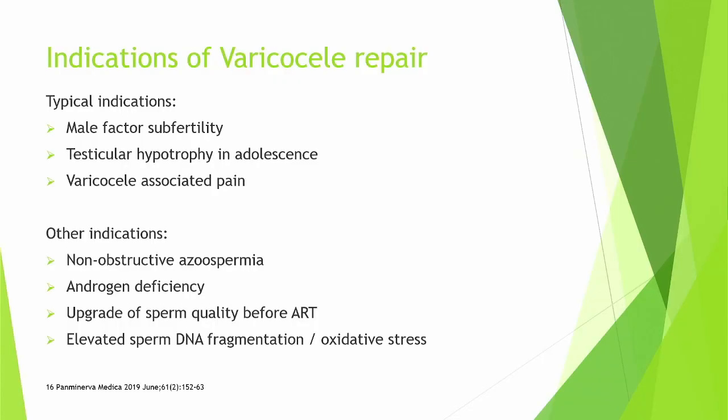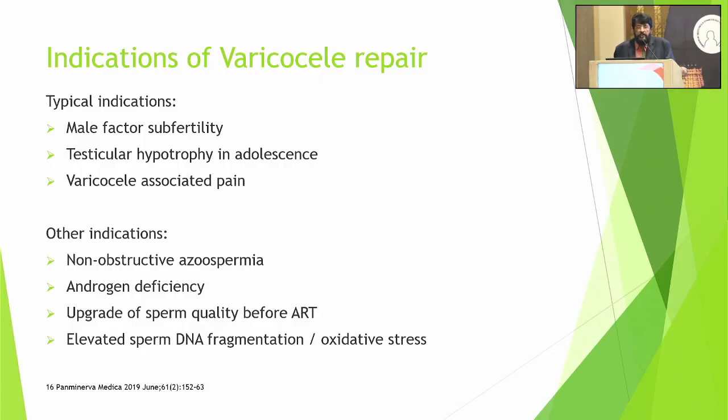Yes. Suppose a patient in adolescence comes to you with dragging pain with all these 5 diagnoses. You have to serially follow the patient with testicular volume and you have to examine his testosterone level. And if you see a testicular hypotrophy in adolescence, you have to follow that patient, and you have to look at his semen parameters also. So, in a patient with testicular hypotrophy, if you see a decrease in his testicular volume, and you see evidence of testicular hypotrophy even in adolescence, there is an indication for varicocele repair. And if there is varicocele associated pain also, that is an indication for varicocele repair.